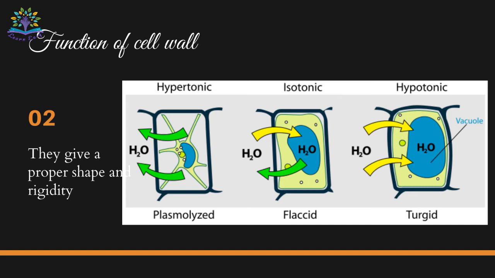When the cell loses water, the cell membrane shrinks whereas the cell wall remains intact, thereby maintaining the shape of the cell. Here, the cell is said to be plasmolysed. When the cell membrane again regains its original shape by absorbing water, it is said to be flaccid. The cell wall protects the cell and helps it to remain rigid.